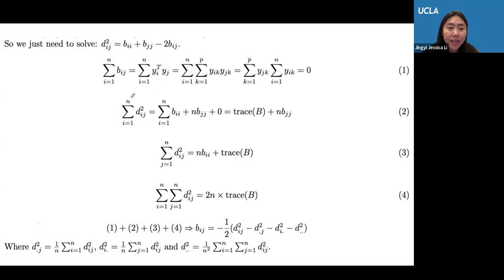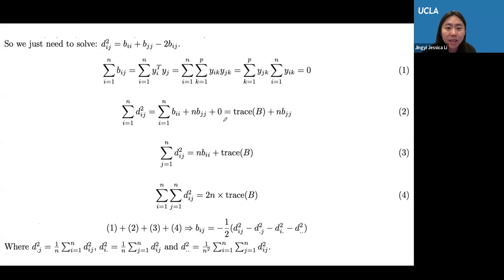Okay, then if you take the sum of dij squared, taking the sum over i, then you will have the sum of bii, and since bjj doesn't involve i, it's just itself multiplied by n, so n times bjj.